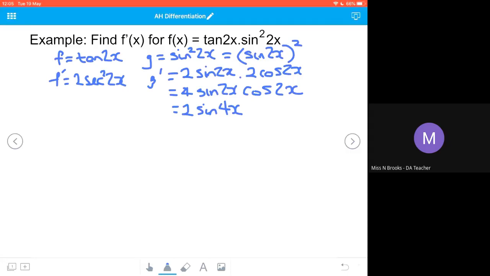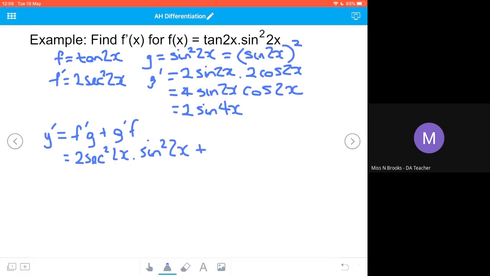So our product rule says that y prime equals f prime g plus g prime f. And f prime is 2 the secant of 2x all squared, and we're multiplying that by g, which is our sine of 2x all squared. And we're going to add that on to g prime, which was 2 sine 4x, and we're going to multiply that by the tan of 2x, which is our f.